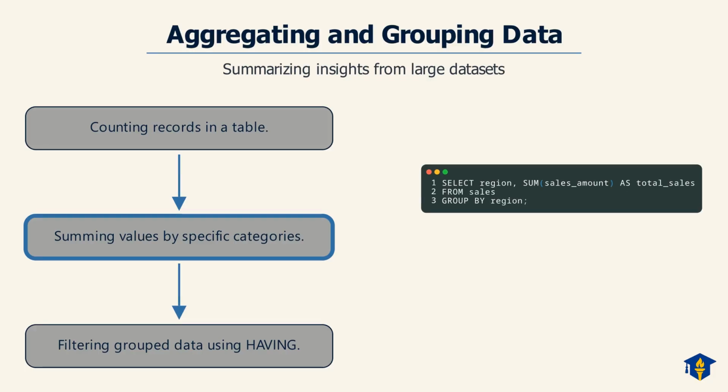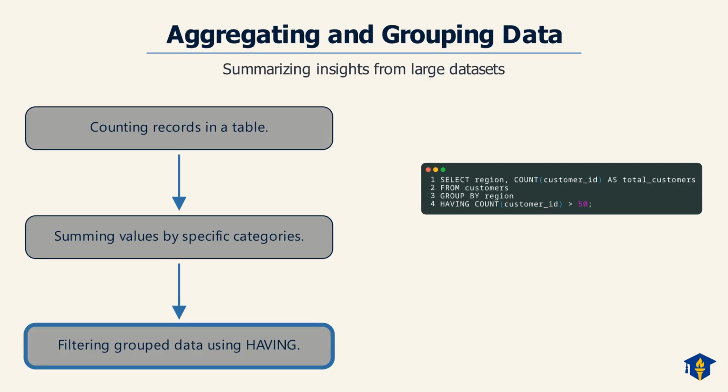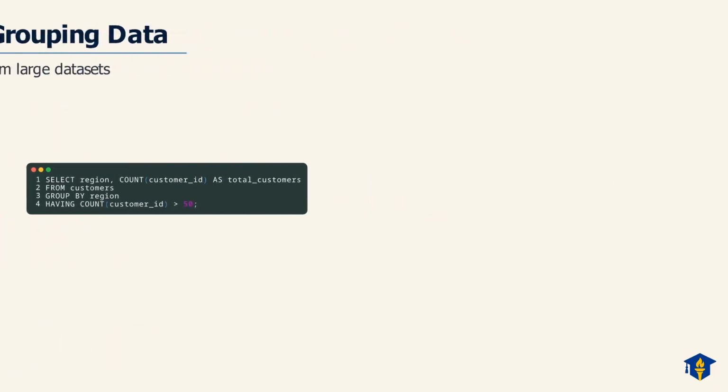Next, we will sum values, grouping them by specific predefined categories. This query calculates the total sales amount for each region, grouping by region. Finally, we will learn to filter grouped data using the having clause. This SQL query counts customers by region, then filters for regions with over 50 customers.